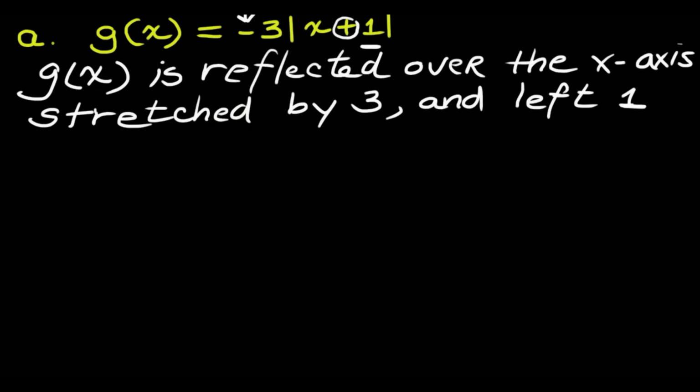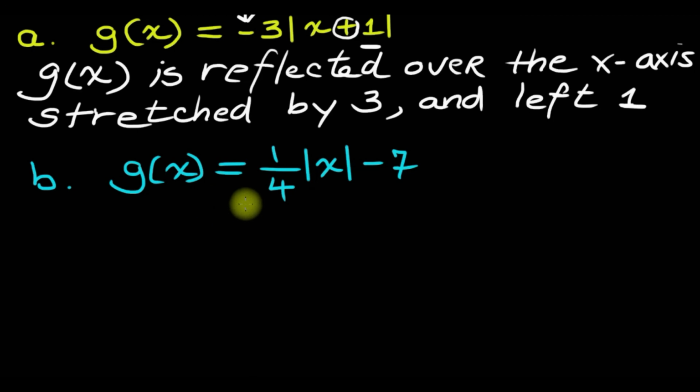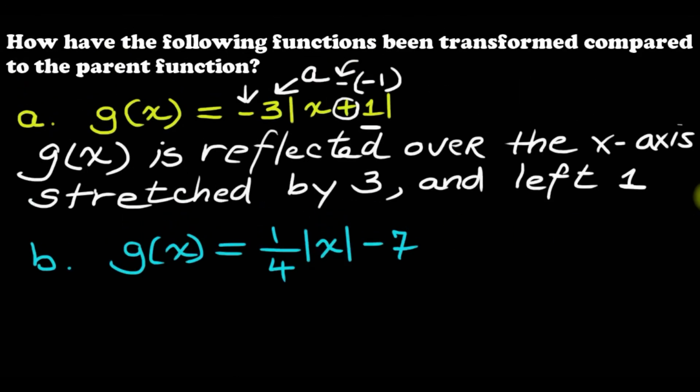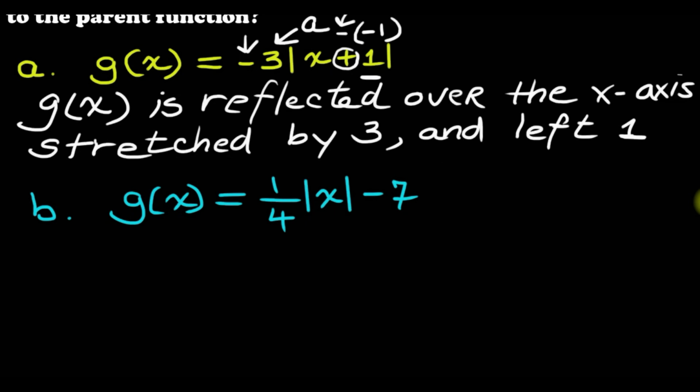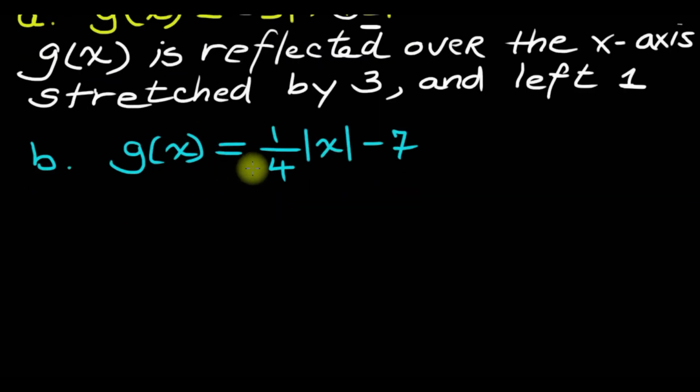Okay, let's go on to the next one. So the next one is g of x is 1 over 4 times x minus 7. You have to describe this transformation compared to the parent function. Again, look at the a. You got a is changing. See it? So a is not 1, it's 1 over 4. And then your h is 0. There is no h because it's minus 0. And then this is your k, right? So this one is up or down.